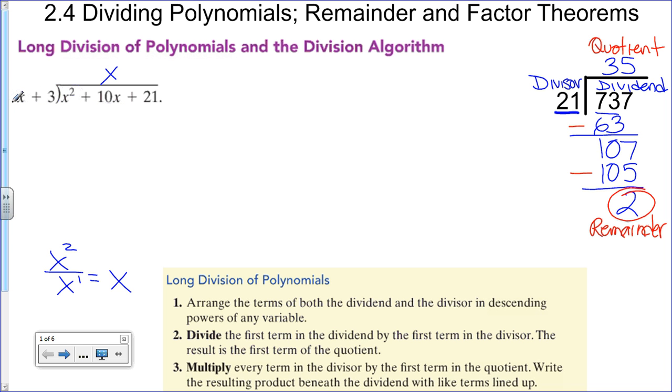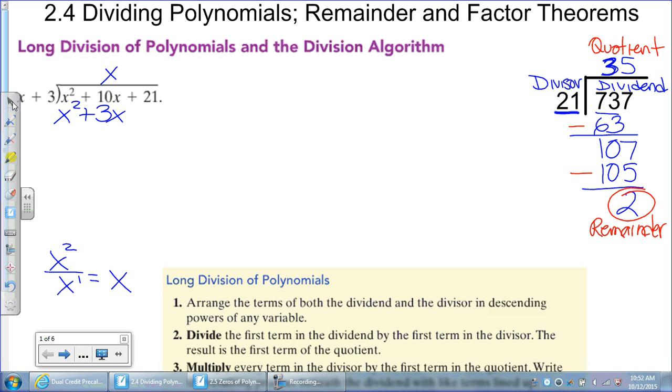Now, what we're going to do is similar to what we did here with the number 3. We multiplied 3 times 21. So we're going to do the same thing here. We're going to multiply x times 3, and that is 3x, positive. And then we multiply x times x, and that will be x squared.